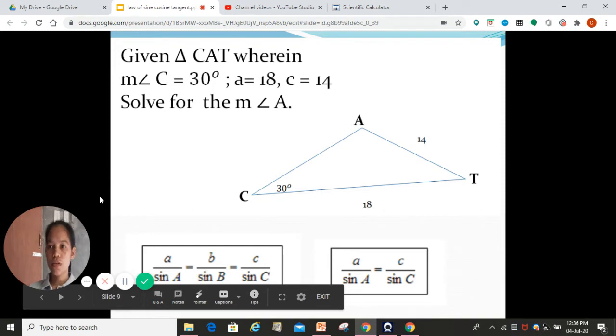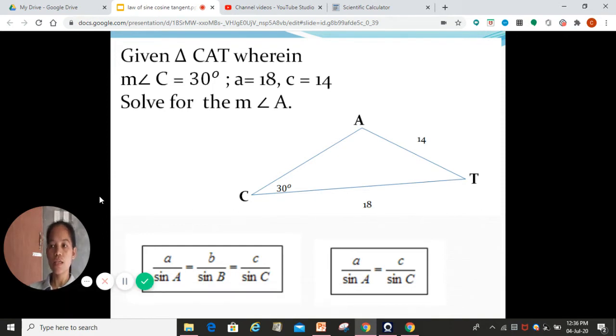So given triangle CAT, wherein the measurement of angle C is equal to 30, we can see it here, 30, and then side A is 18, side C is 14. You're asked to solve for the measurement of angle A.